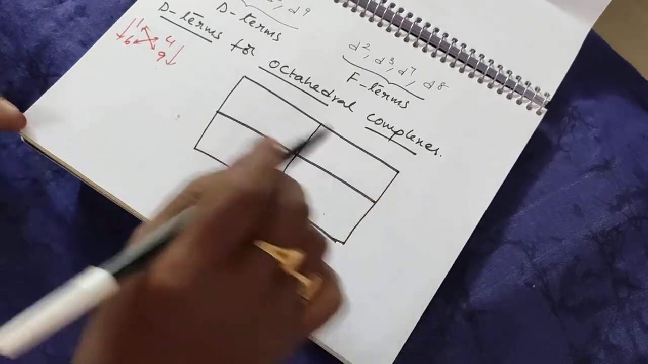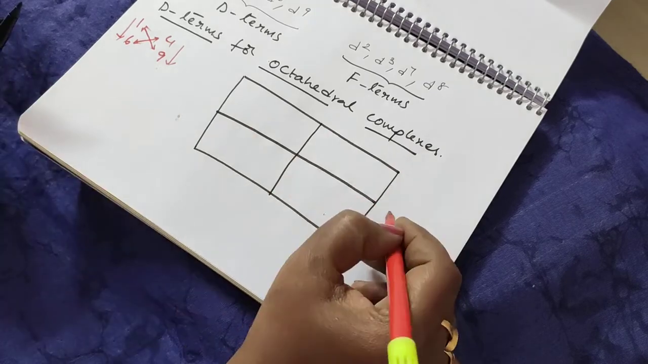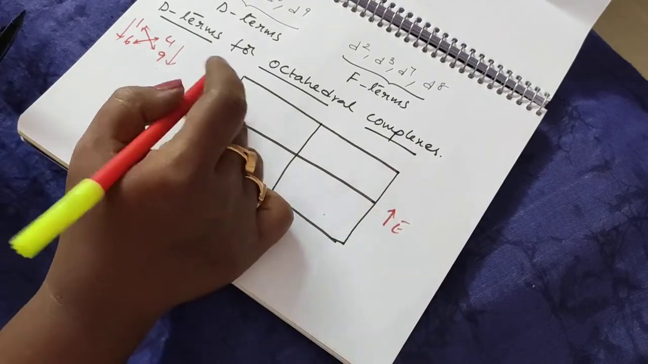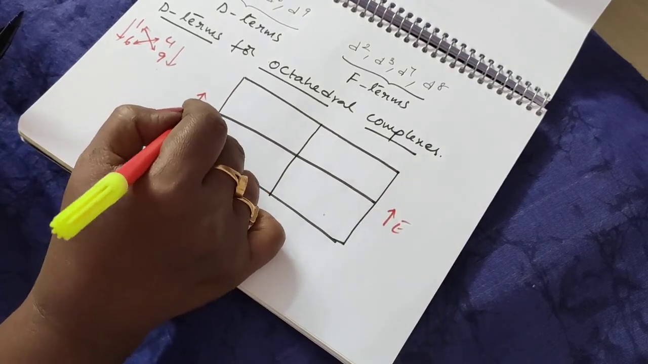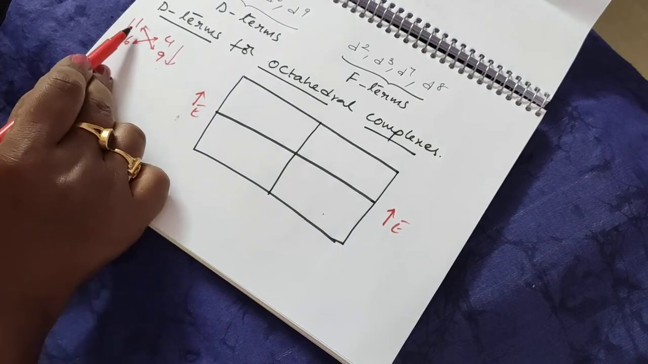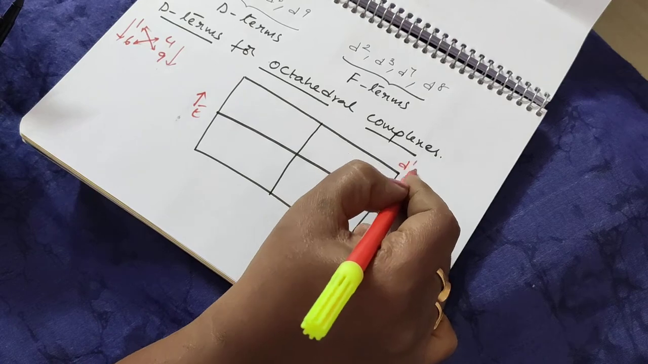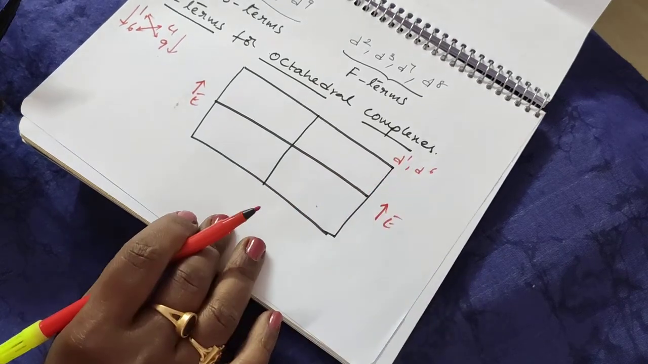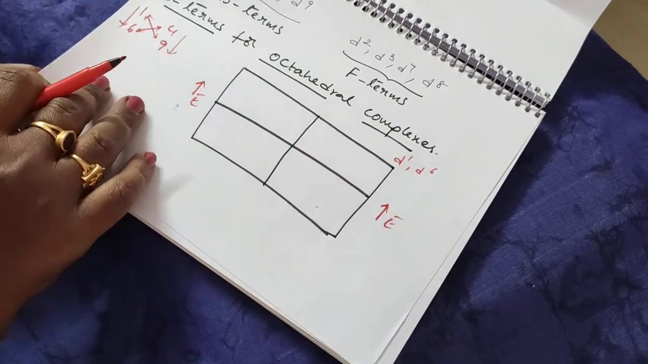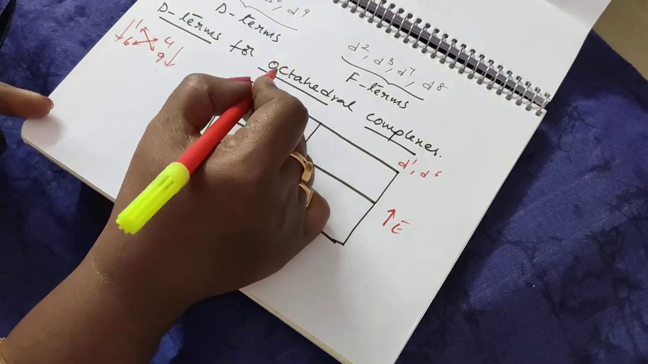Okay. So here this is energy and this is also energy. Right, okay. Which are the same? D1 and D6 are the same. So write down those two, D1 and D6. And D4 and D9 are the same. So that's why write down those two here.